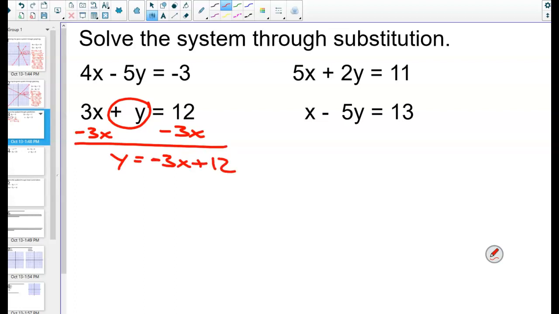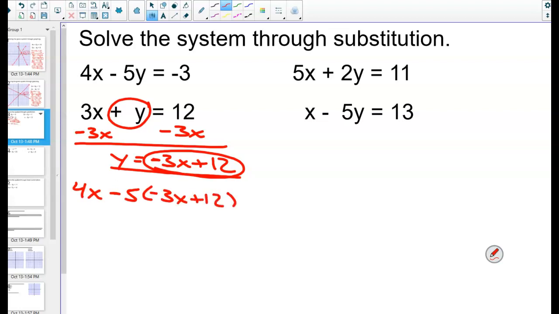That's what my y equals: negative 3x plus 12. And I'm going to take that y value and plug it into my other equation. 4x minus 5 times negative 3x plus 12 equals negative 3. I can't stress enough, you have to be careful with signs. Signs matter. Okay? So now I distribute.